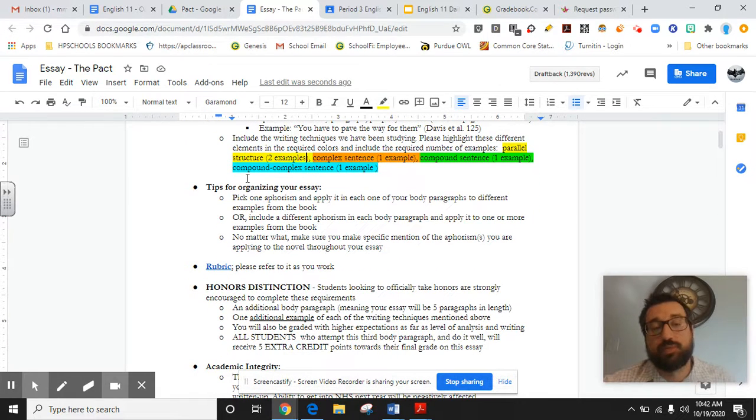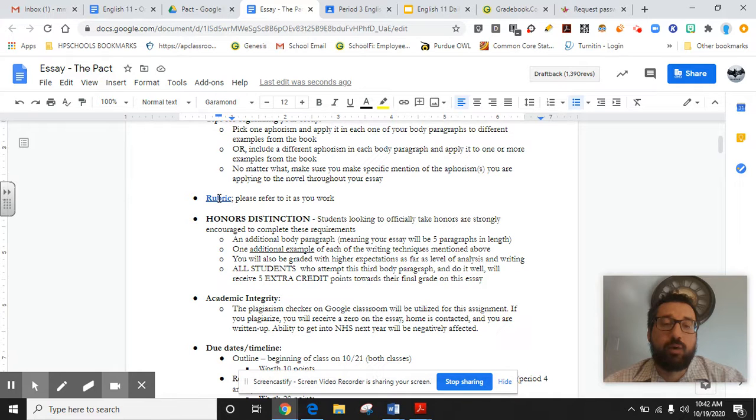As far as tips for organizing your essay, there are a few different ways you can do it. One, you can pick 1 aphorism and just apply that to different examples from the story. Or you can include a different aphorism in each body paragraph. Maybe you have 1 aphorism that applies to one particular theme or situation, and then your next body paragraph is a different aphorism that applies to a different theme or situation from the novel. It's really up to you. You can do either. Just no matter what, make sure you mention the aphorisms you are applying. If you're doing 2 different ones, you want to mention them in each body paragraph. Even if you're doing just 1, you still want to mention it in the body paragraph just to keep everything organized.